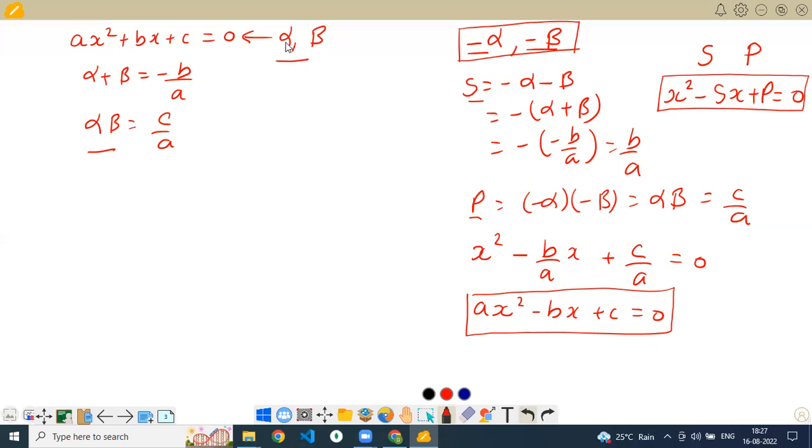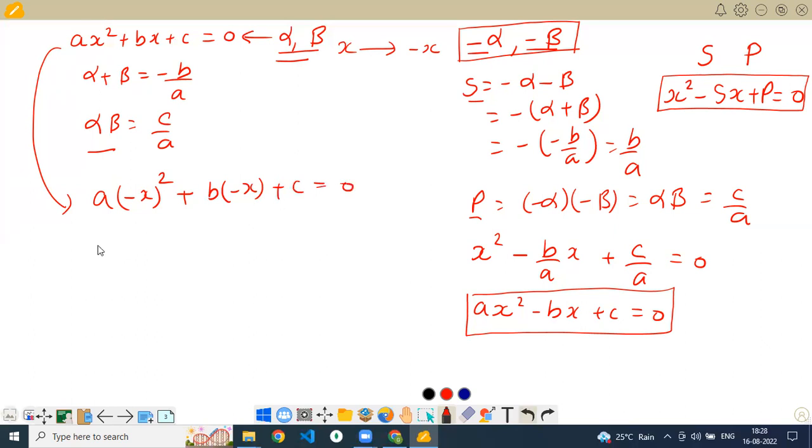I can do a short trick here. Here the roots are plus alpha, plus beta. Here the roots are minus alpha, minus beta. What I can do is simply replace x with minus x. So in this equation you put a times minus x square plus b times minus x plus c is equal to 0, which gives us ax square minus bx plus c. Is this clear?